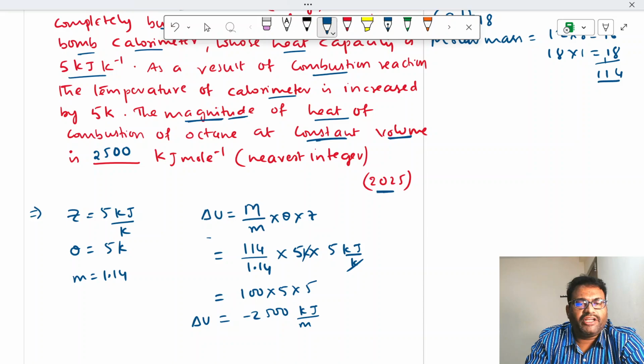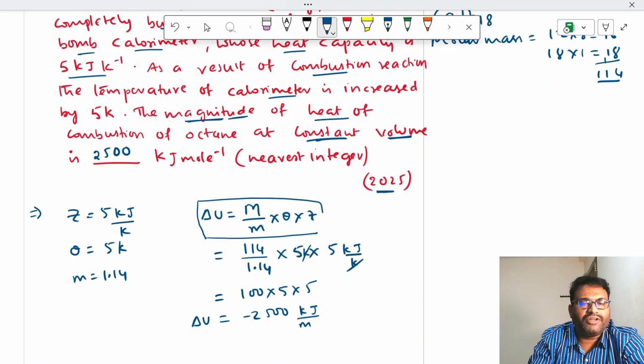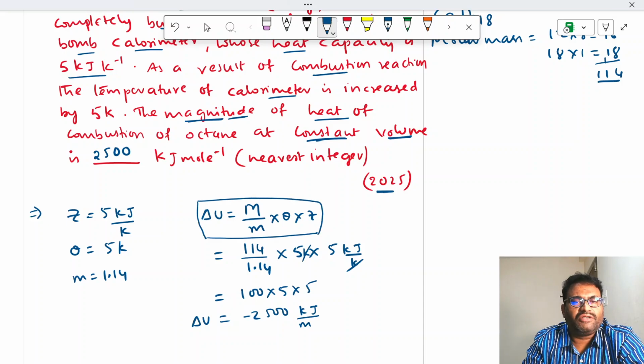So mostly the questions are based on this formula. We need to remember this formula, then we can solve questions easily. First of all, we need to understand the question, then you can solve it. Remember this formula.